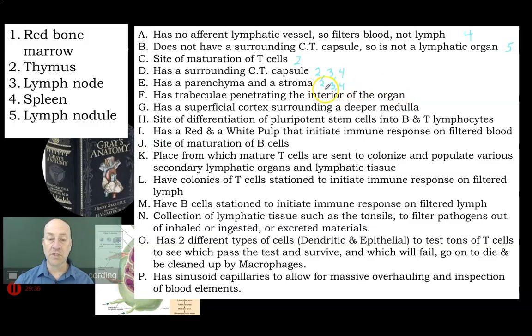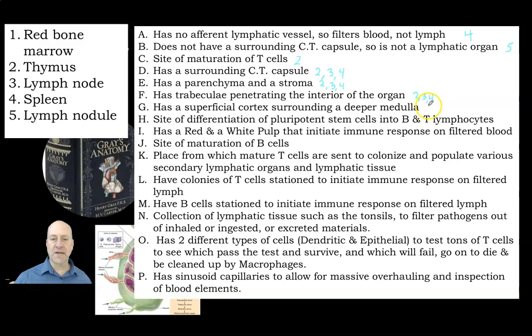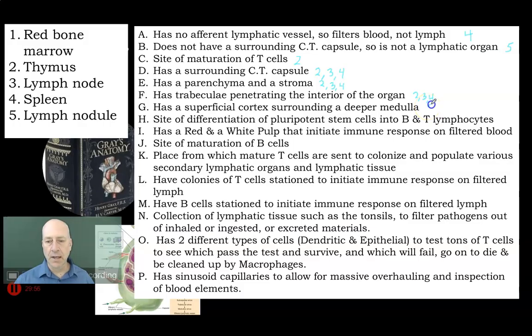3 and 4 for sure we talked about, but I'm going to go 2 thymus because it's an organ, and most organs you can say parenchyma and stroma. You can find the parenchyma and you can find the stroma. Has trabeculae penetrating the interior of the organ. Also the thymus, also the lymph nodes, also the spleen. Has a superficial cortex surrounding a deeper medulla. Okay, the thymus hit that and the lymph node hit that, but we didn't quite get that in the spleen.